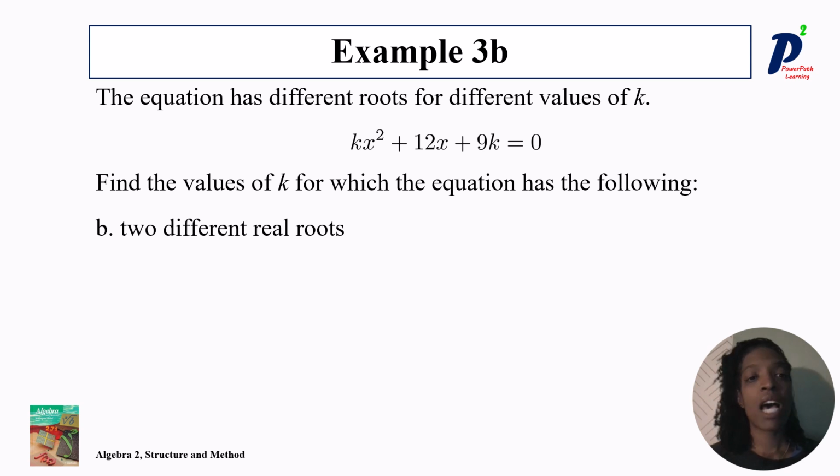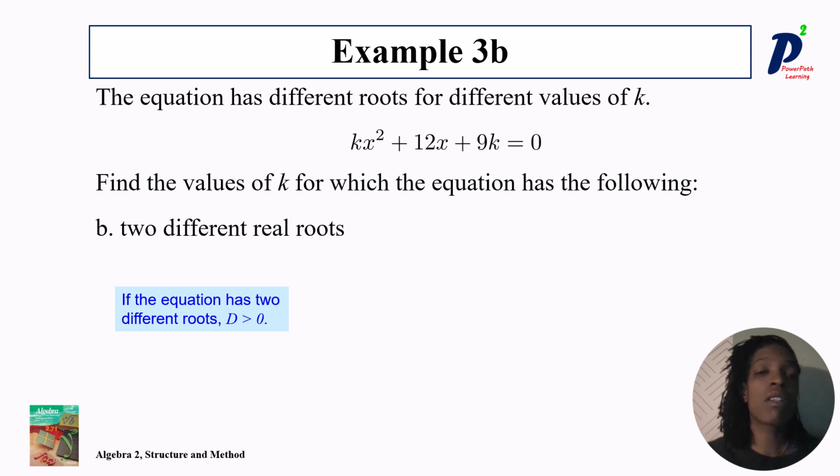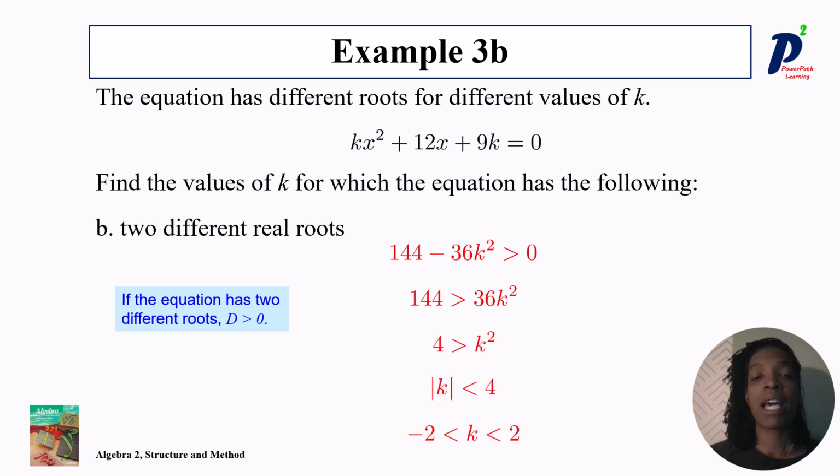Same equation, but now we need to find 2 different real roots. In this case, we need our discriminant to just be positive. So we're going to set it greater than 0. Move things around again, and we get the absolute value of k has to be less than 4.